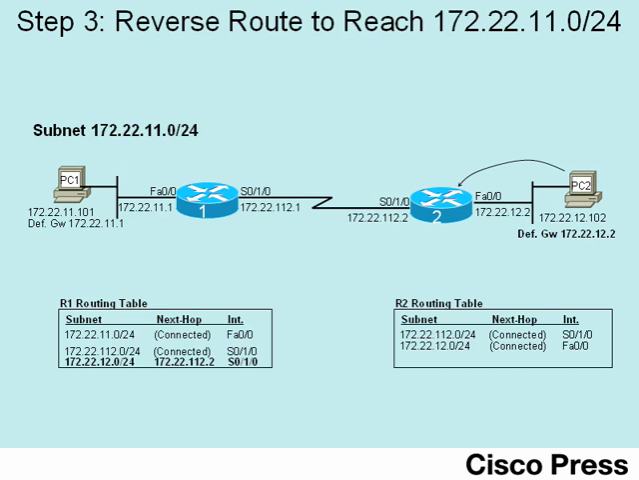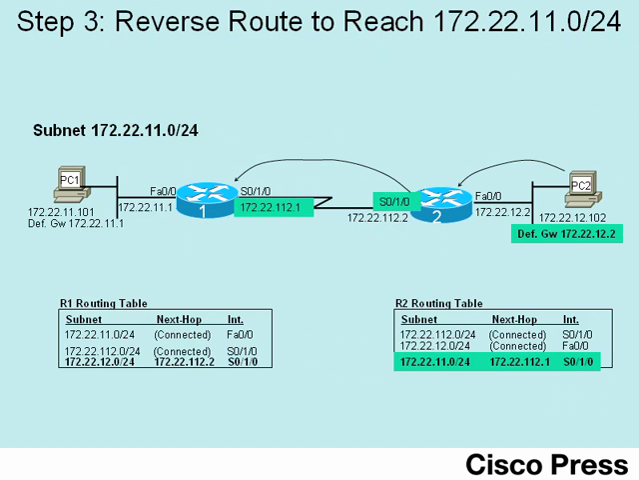PC2, to send a packet back to PC1, is going to use its default gateway, namely 172.22.12.2, to forward the packet to router 2. Now router 2 is going to need a route that says, to forward packets to PC1, let me send those packets to router 1 next. Now that route is the one that's now the third entry in R2's routing table that says to get to subnet 11, send the packet out my serial 010 interface to router 1 next. That'll be the route we add with the IP route command on router 2.